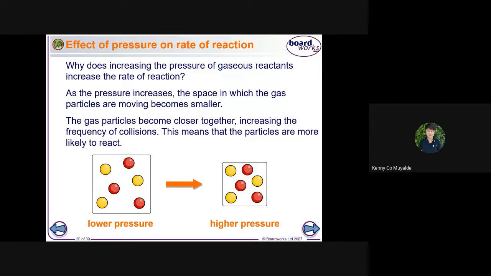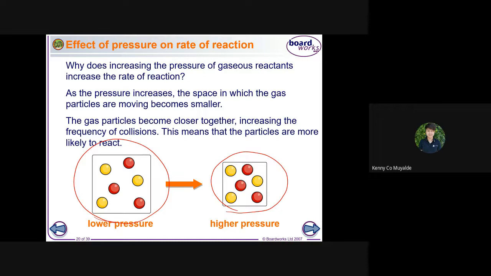So why does increasing pressure of gaseous reactants increase the rate of reaction? That is because, for example, this is the container. Kapag nag-exert ka ng pressure sa walls ng container, the container will decrease in volume. So since magdi-decrease in volume, lilit yung space dun sa loob ng container. Now, since the space becomes smaller, mas magiging magkakalapit yung mga particles ng ating reactants.